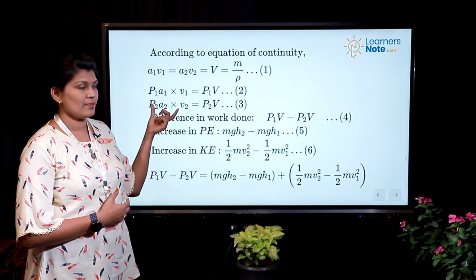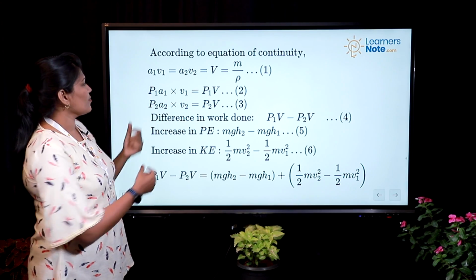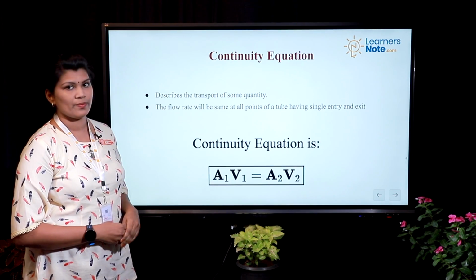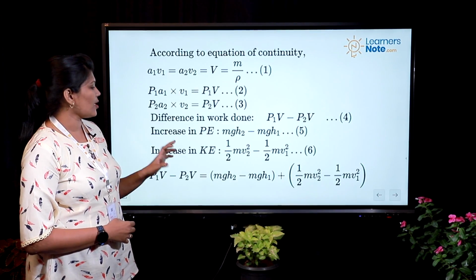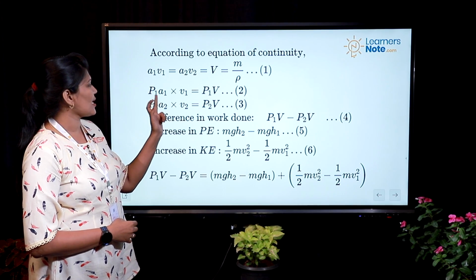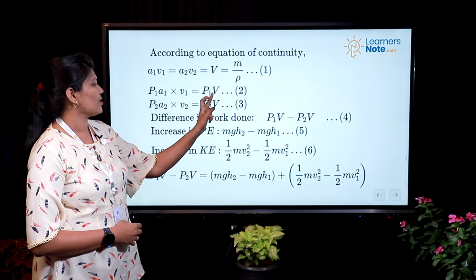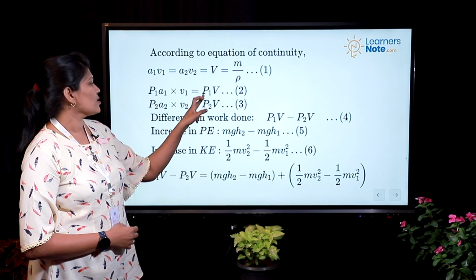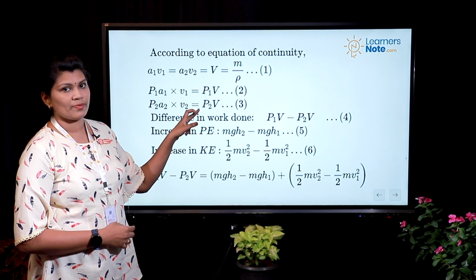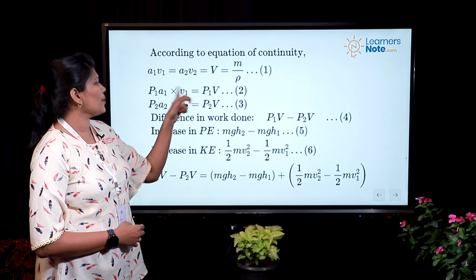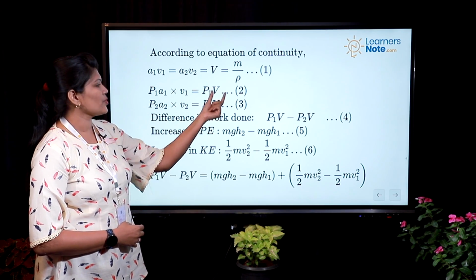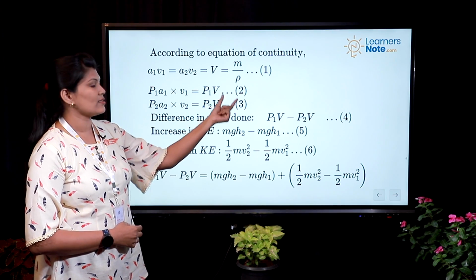Then we can see that we have a relationship A1V1 here, and here we have A2V2. Then according to our continuity equation, we can replace A1V1 by volume V and A2V2 by volume V, because both these volumes are the same. So these expressions become P1V and P2V. These two equations are represented as 2 and 3.